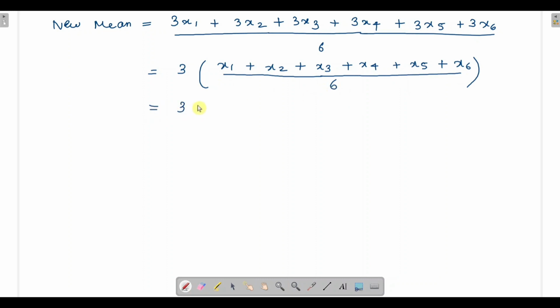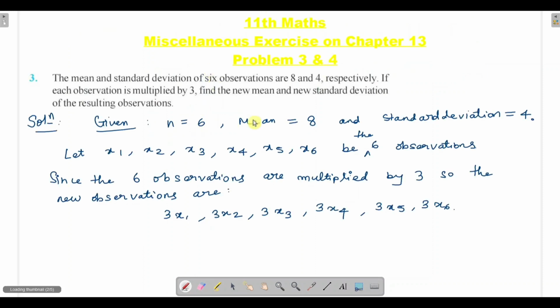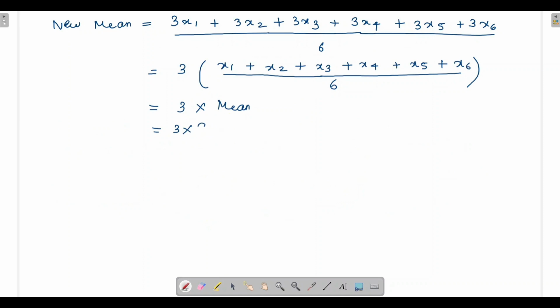So that is nothing but 3 into, now if you observe, this is nothing but the mean of the original 6 observations. So that means 3 times the mean, which is given as 8, right? So we get 24. So the new mean is 24.